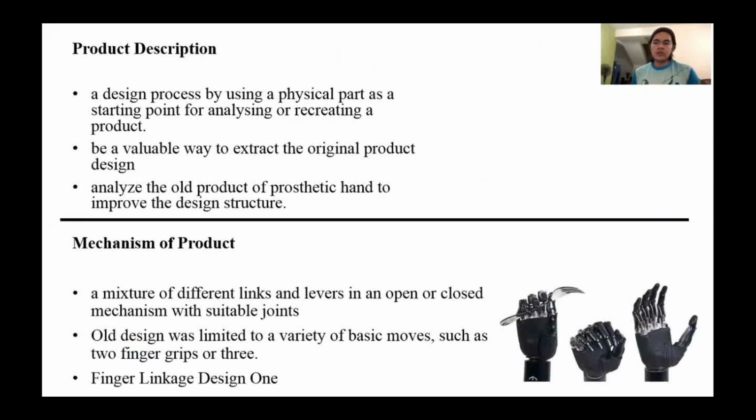For the product description, the design process uses a physical part for analyzing, then we analyze the whole product of the prosthetic hand. For the mechanism of the product, the mechanism uses different lengths and levels in an open or closed mechanism with a suitable joint. The whole design was limited to a variety of basic moves such as a 2-finger or 3-finger grip. An example of the mechanism is finger linkage design 1.